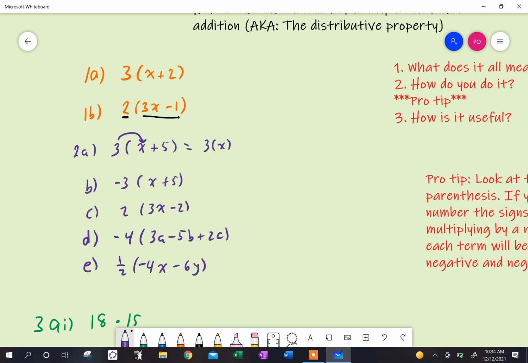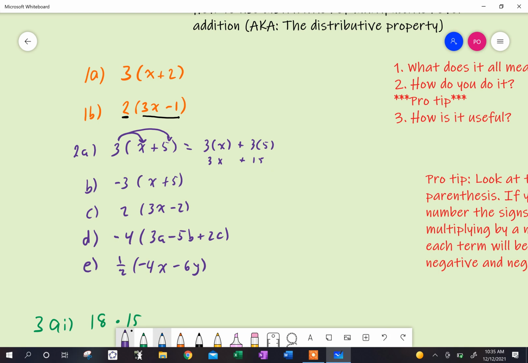I have 3 x's. And I have 3 times 5, which is 3x plus 15. And that's all that is. Now, the next one, I kind of wish I hadn't drawn that line there.